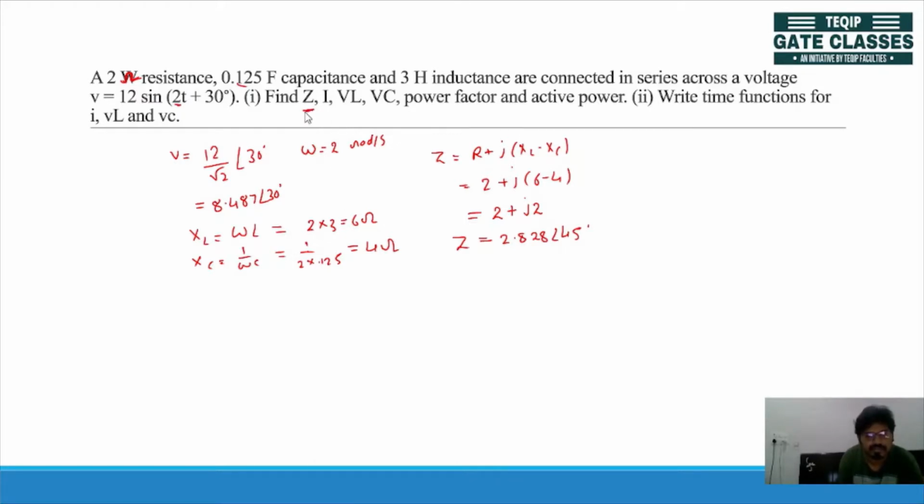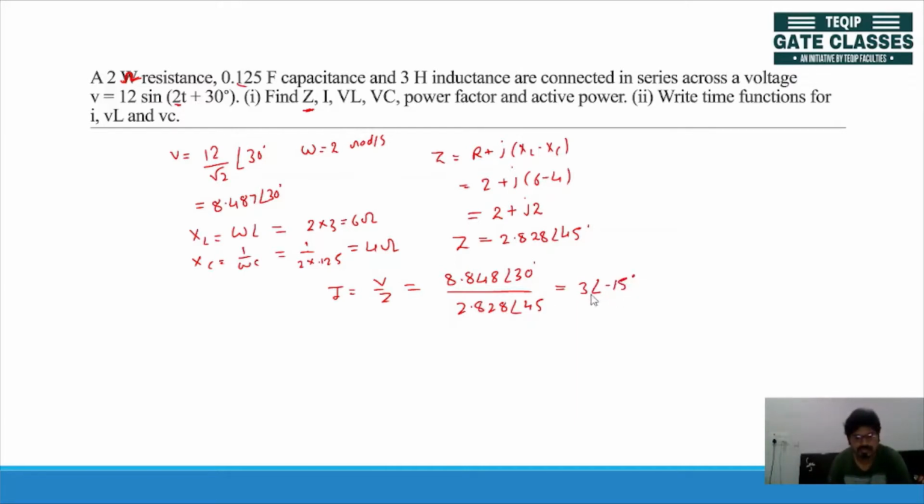You have to calculate your Z. If you have Z, then next you can calculate your I as V by Z. You have V as 8.48 angle 30 divided by Z, that is 2.828 angle 45. From here you will get your current as 3 angle minus 15 degree.